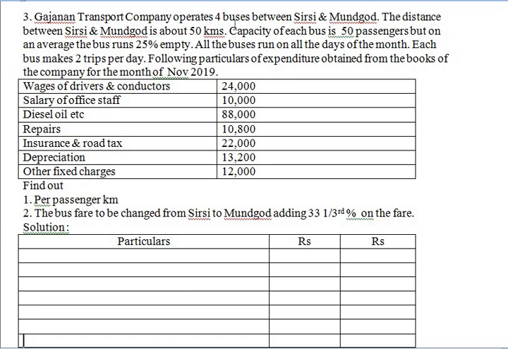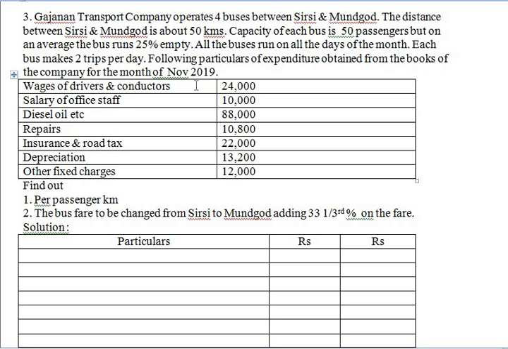Gajanan Transport Company operates 4 buses between Sirsi and Mundgod. The distance between Sirsi and Mundgod is about 50 kilometers. Capacity of each bus is 50 passengers, but on an average the bus runs 25% empty. It means 75% it will be full. All the buses run on all the days of the month. Each bus makes 2 trips per day. The following particulars of expenditure were obtained from the books of the company for the month of November 2019.